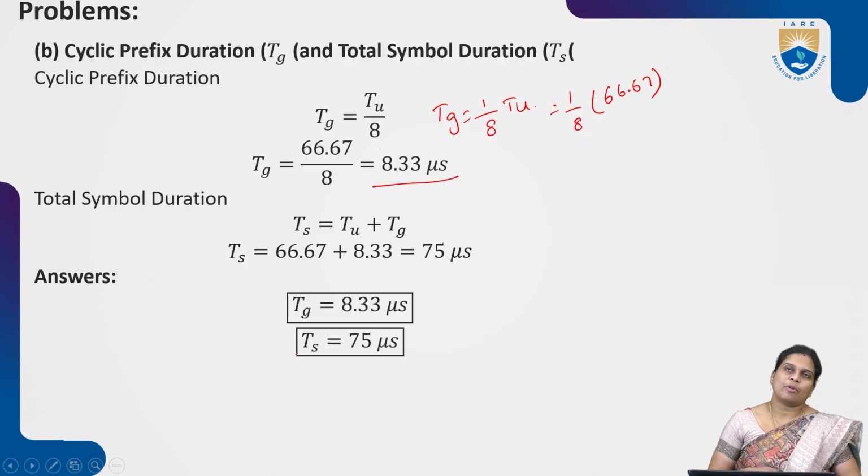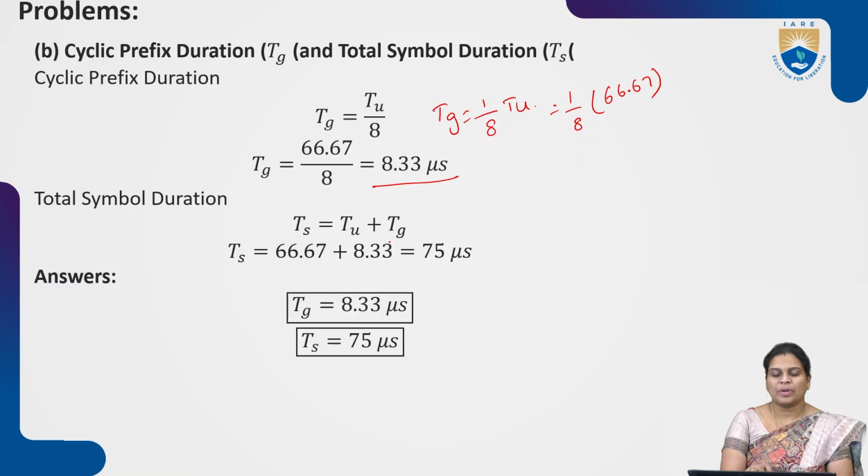In the given problem, the guard ratio of the time period is 1 by 8. Next one, total symbol duration TS equals TU plus TG. What is the TS value? TU is 66.67 and TG equals 8.33, so total TS equals 75 microseconds. So these all are the cyclic prefix durations.